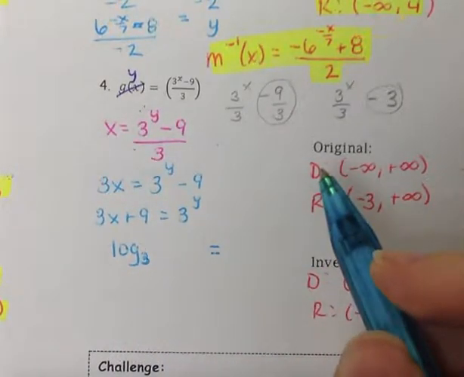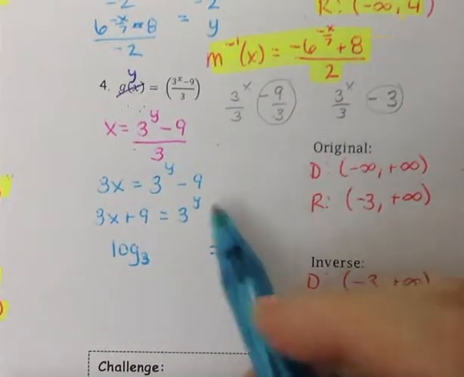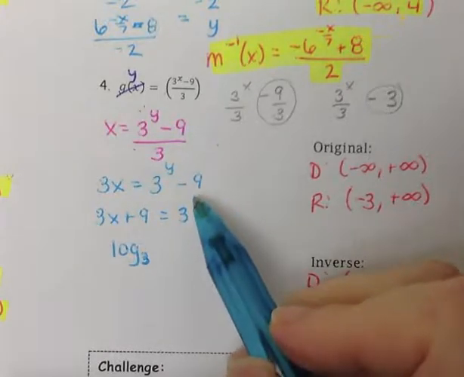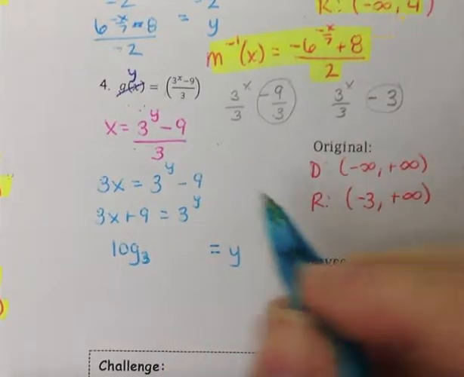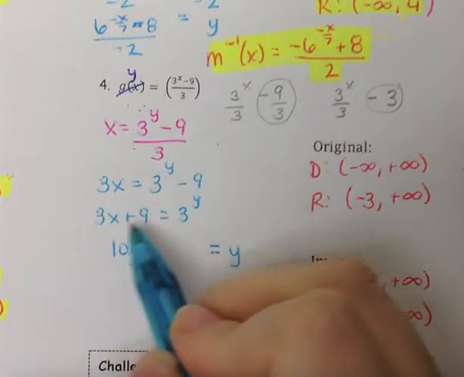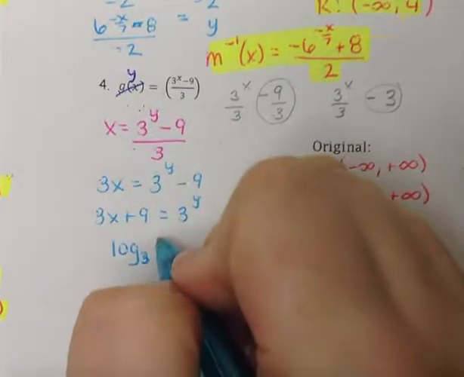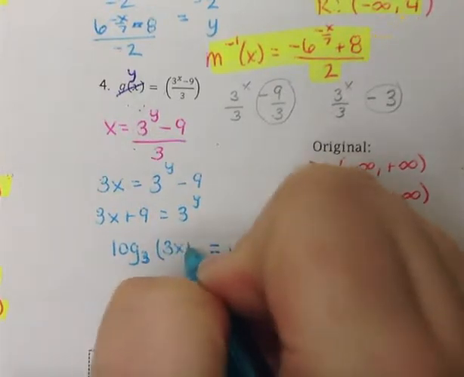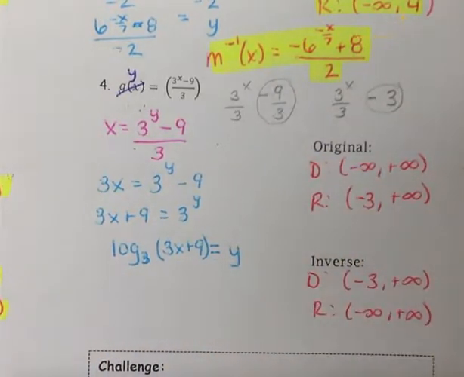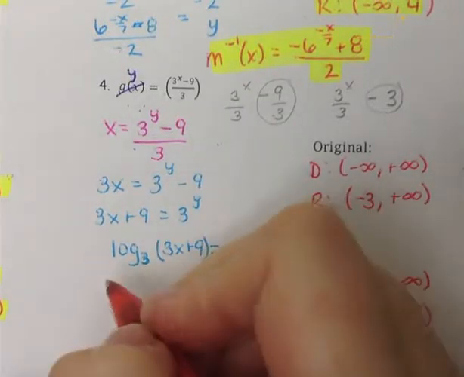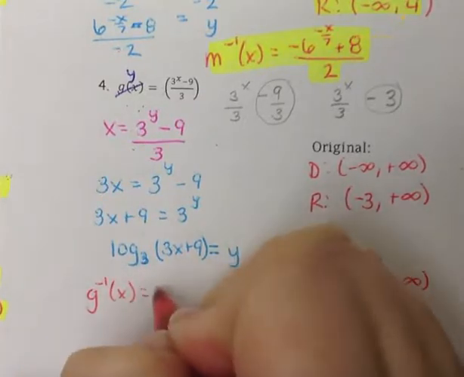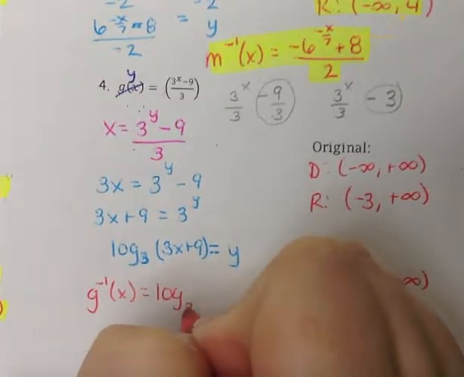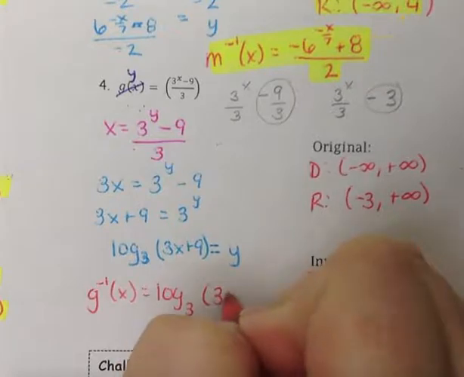The other helpful hint is the exponent never touches the log. Well, the exponent is the y. That cannot touch the log, so it has to be on this side of the equals. What's left is this entire 3x plus 9. This entire thing goes in parentheses, and it's in that empty space. So our inverse equation would be g inverse of x is equal to log base 3 of 3x plus 9.